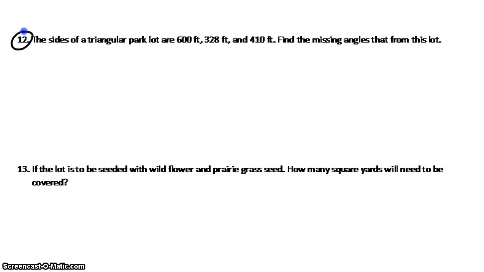Now, number 12 here, we see the sides of a triangular parking lot are 600, 328, and 410 respectively. Find the missing angles that form this lot. So it tells us that we have three sides. We're going to use law of cosines. So we need law of cosines here.